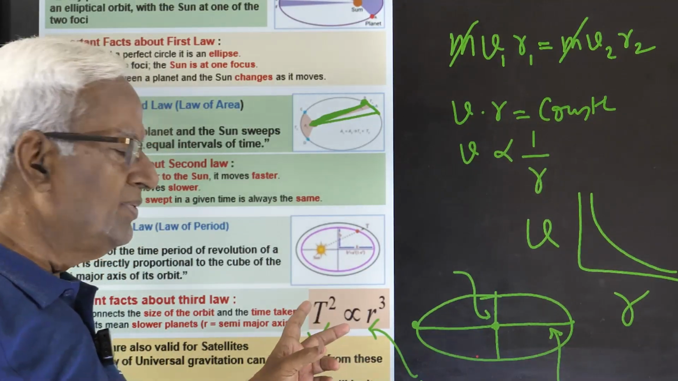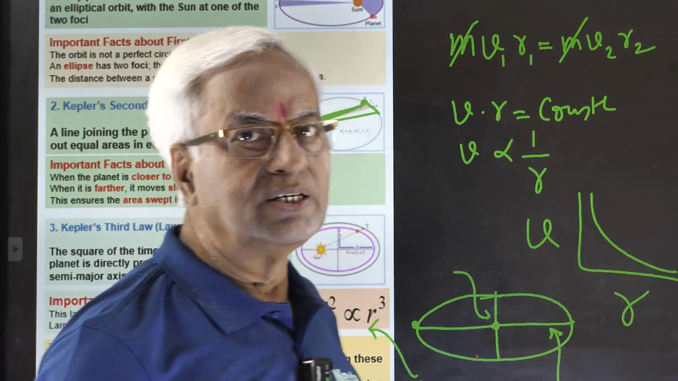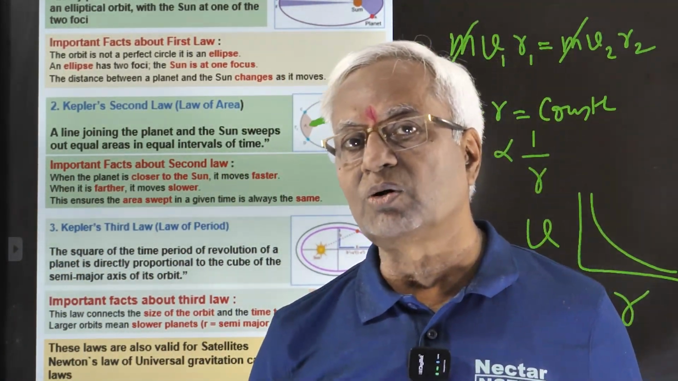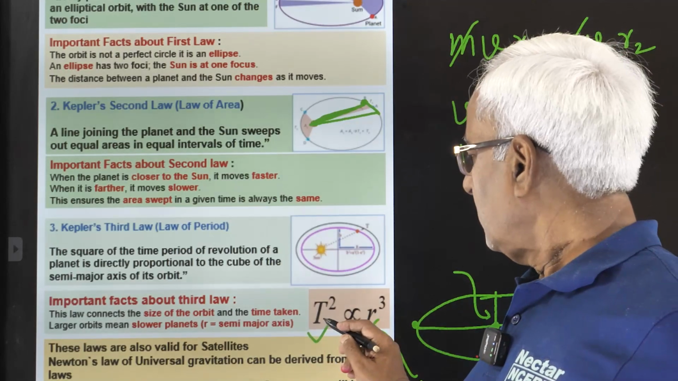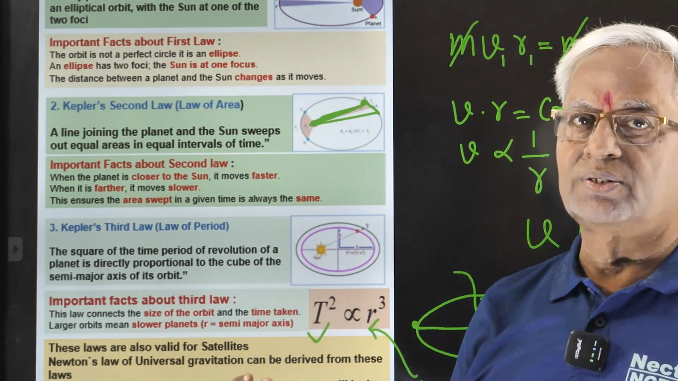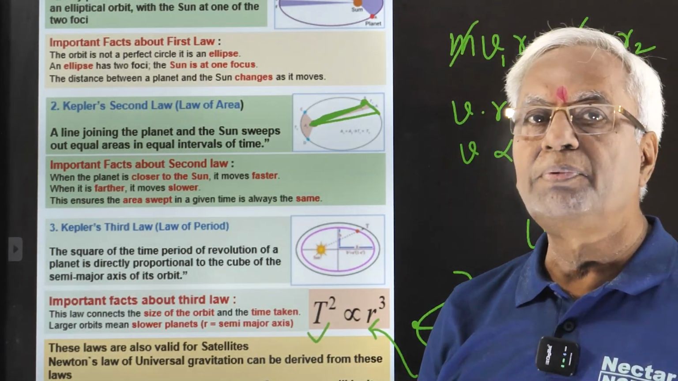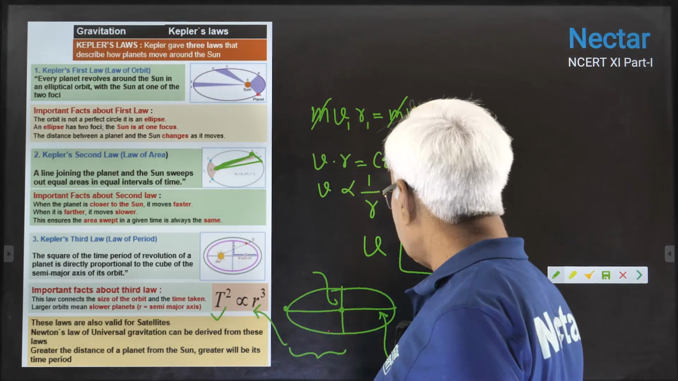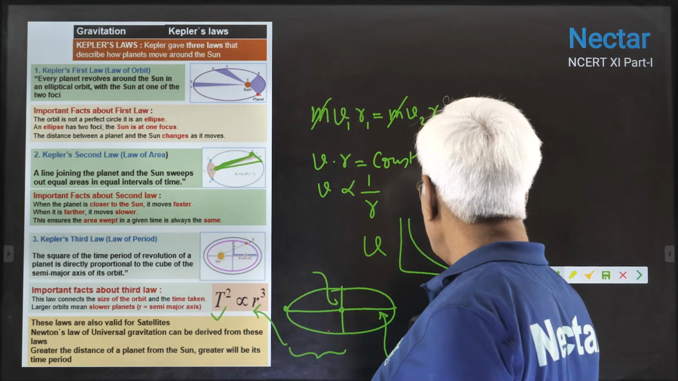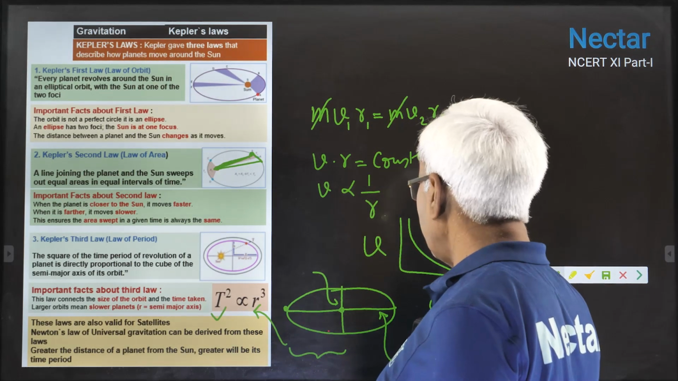This law is amazingly applicable for satellites moving around planets also. Here, it says greater the distance, greater will be the time period. This could also be written as T proportional to R to the power 3 by 2.